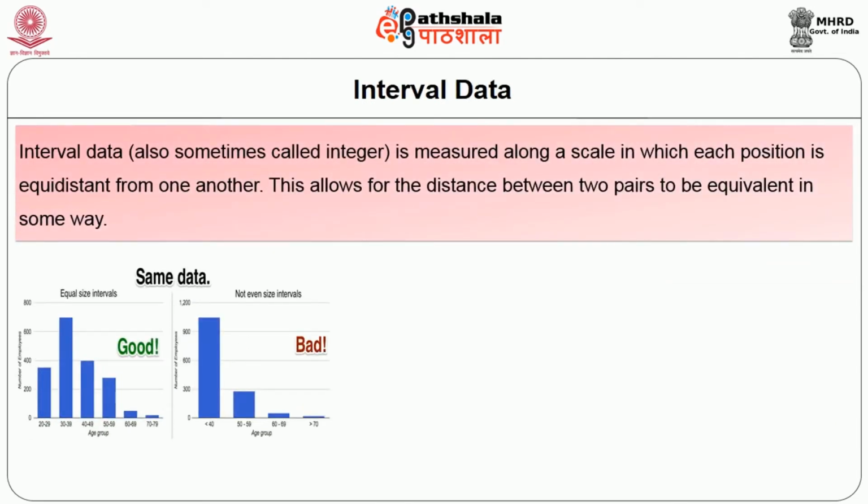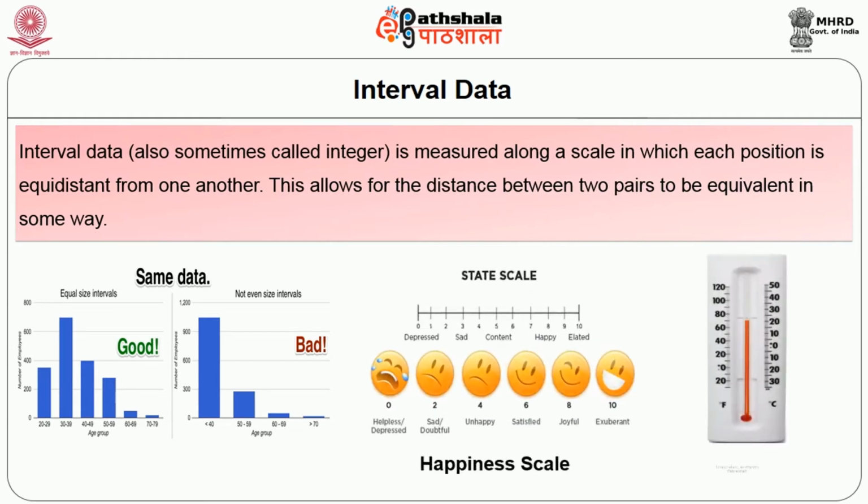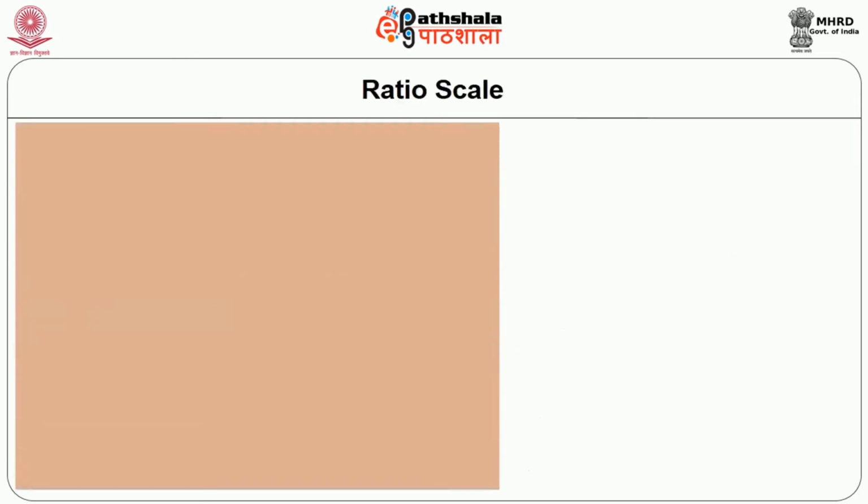Interval data, also sometimes called integer, is measured along a scale in which each position is equidistant from one another. This allows for the distance between two pairs to be equivalent in some way. This is often used in psychological experiments that measure attributes along an arbitrary scale between two extremes. Interval data cannot be multiplied or divided. For example, my level of happiness rated from 1 to 10.